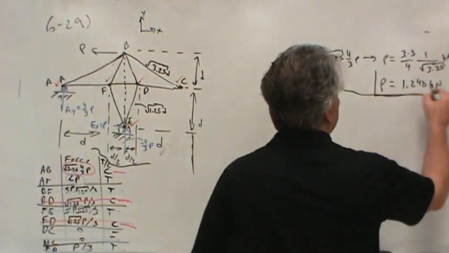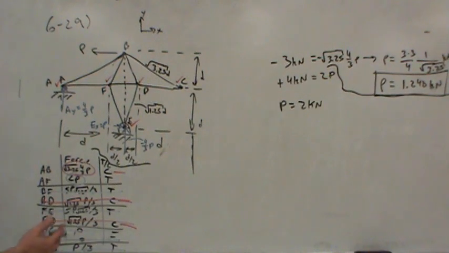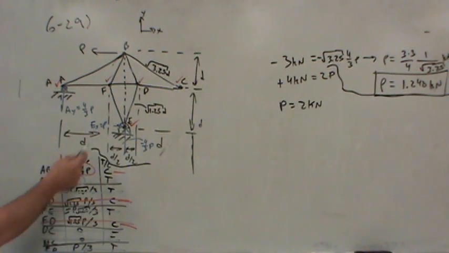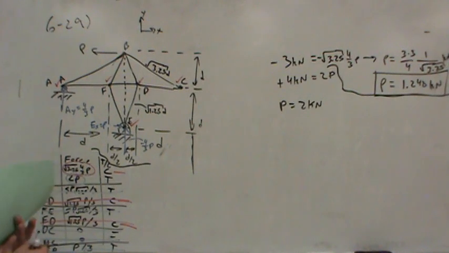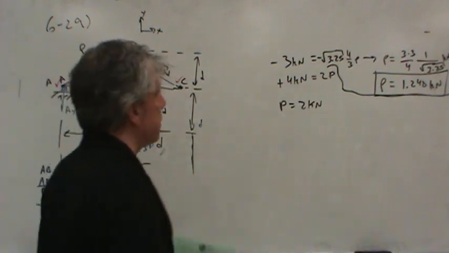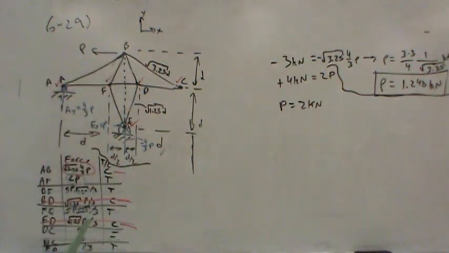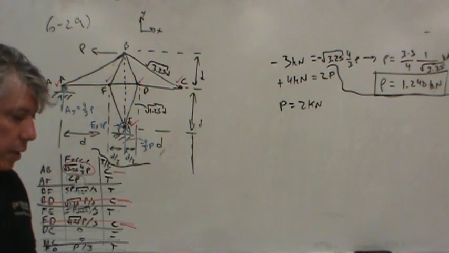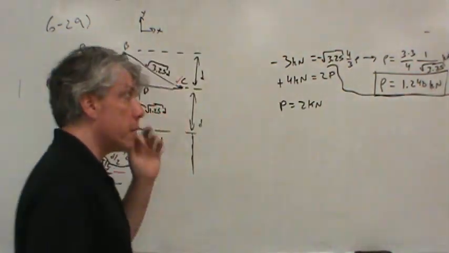So that's what limits. So it's member AB in compression that limits, but what member limits in tension is AF, right here. But of course, AF won't reach the 4 kilonewton maximum tensile load before AB reaches the maximum compressive load due to load P going up above 1.248 kilonewtons.